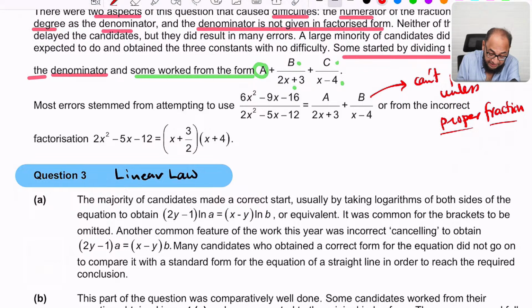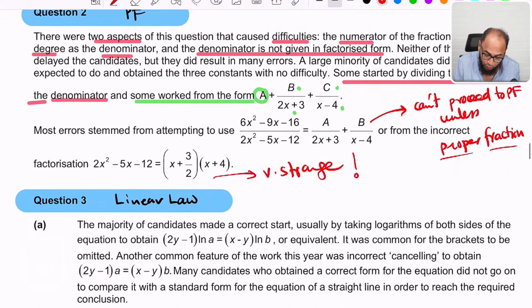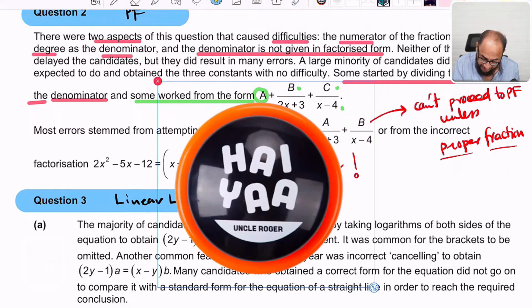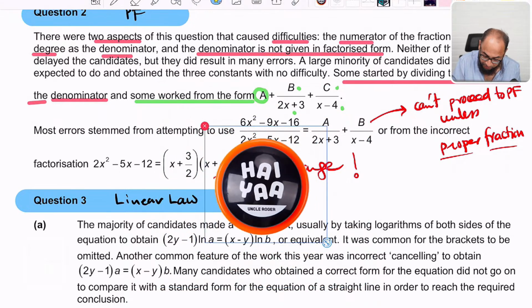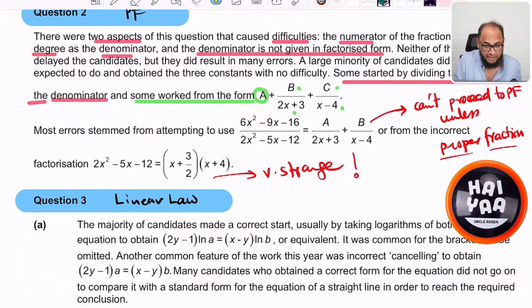Some even did factorization like this. That is very strange, why some people would do a factorization like this. So this is not good, and I think I should just give a comment. I'm not sure how many of you are familiar with Uncle Roger, but that is what he would write: that this is not good, not clear.